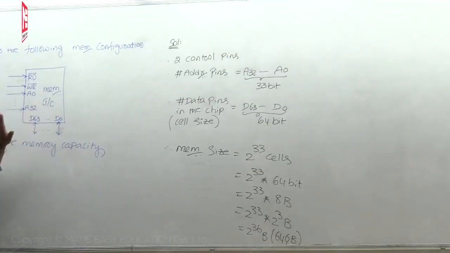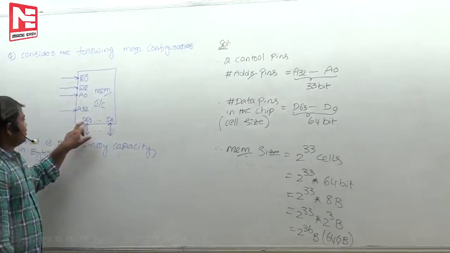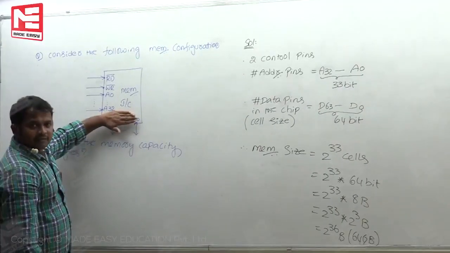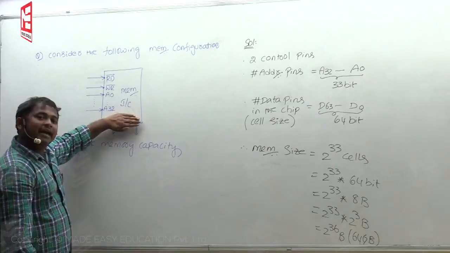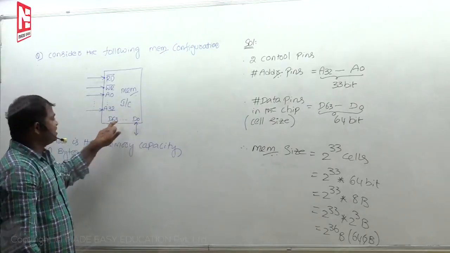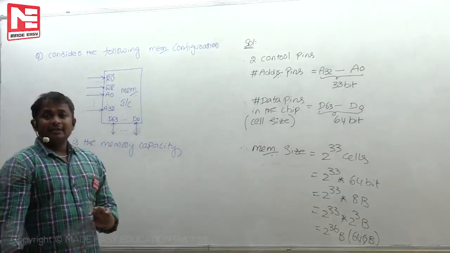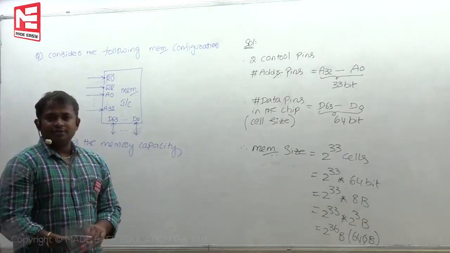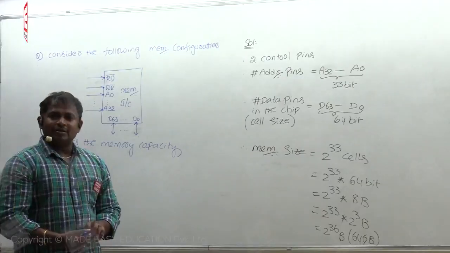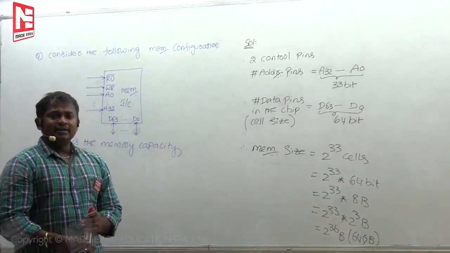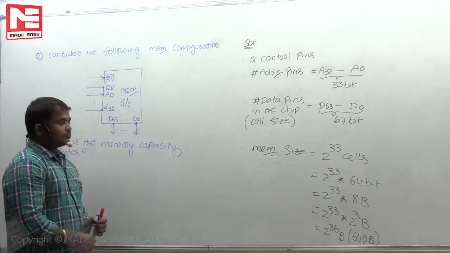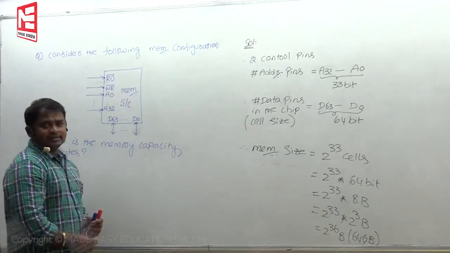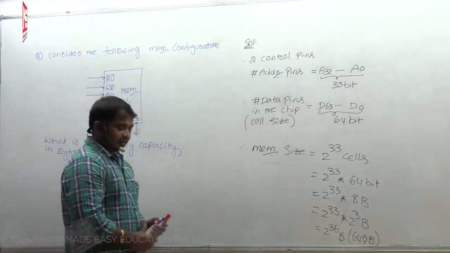Correct? So suppose in the question this D0 to D7 is not given, then by default the cell size should be 8 bit. When the question clearly says the cell size, hypothetically we can take the same cell size, we cannot change it. When the memory cell size is not given, then we can say the default cell size is 8 bit. Clear? Next question.